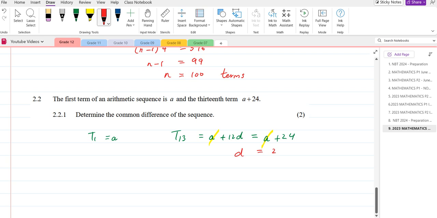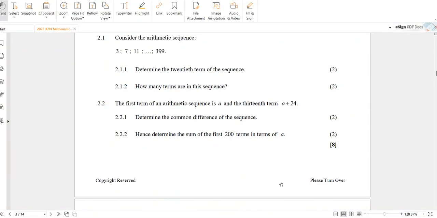So what's the common difference? d is equal to 2. The common difference is 2. I hope you guys are understanding. Moving on to the next problem.